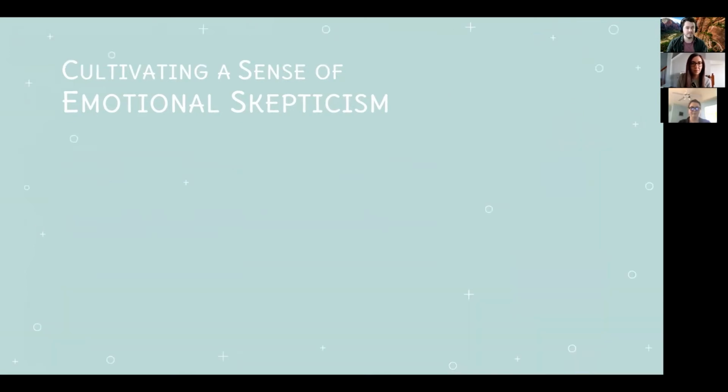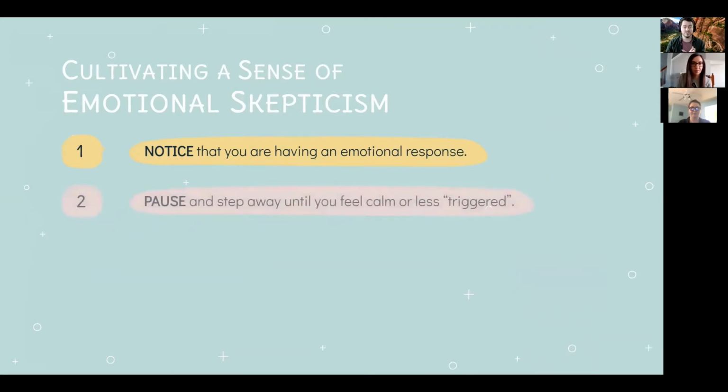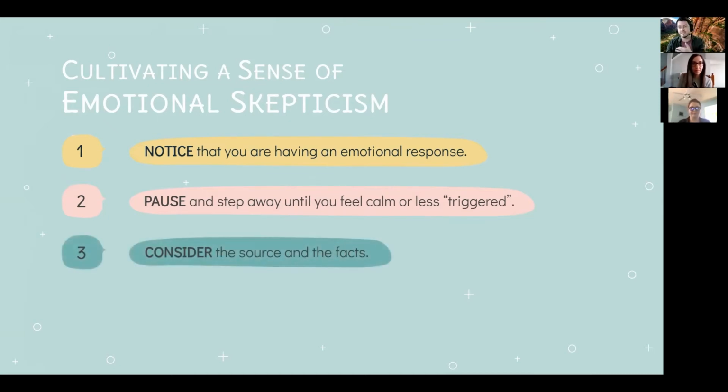So when we're interacting with media, the first step is to notice that you're having an emotional response. If you notice that, you need to pause, step away until you feel calm or less triggered before we do anything else, before we respond or make assumptions about what we're reading. Then step back to the article or video, whatever it is, consider the source and facts. So next we'll talk a little bit about how we can consider the facts of what it is that we're reading.